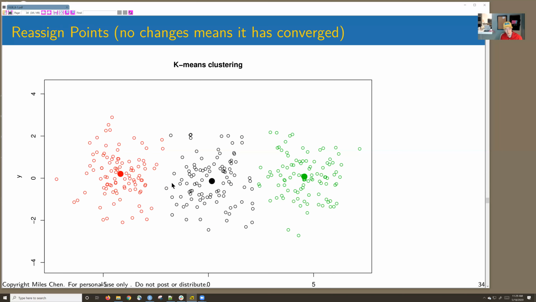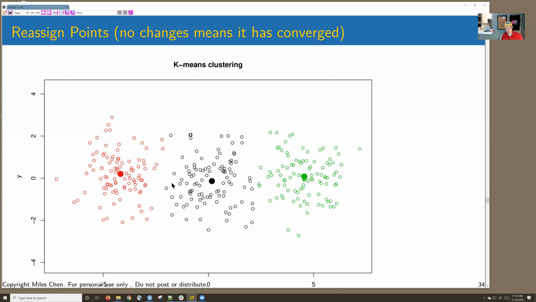So I need to do one more iteration technically, okay? So I would reassign points, and if nothing changed, we would say it has converged. Actually, two changed, so I probably need to do one more iteration here. But after this one, I'm pretty sure it stays converged, okay? And so we would say this has converged. If no points get reassigned, the data has converged, and that would be the solution of the k-means clustering algorithm. And we'll say these are the three clusters that we have found.